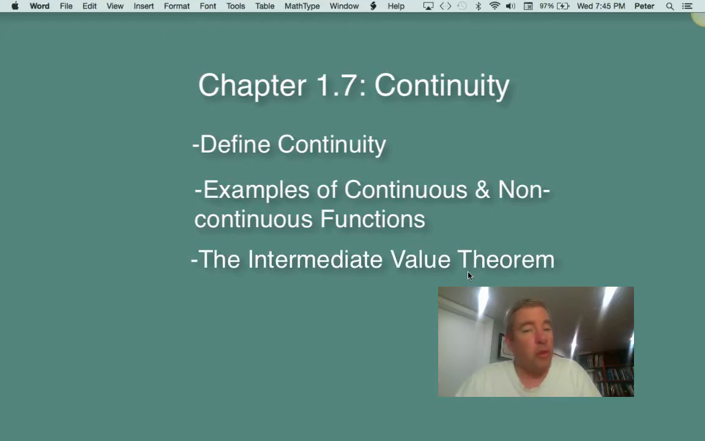Now please, this is a short video but very important. The intermediate value theorem is one of the most important theorems in calculus. We're only going to learn about 4 or maybe 5 theorems this year. So this is a big one, and while not difficult to understand, it's important to recognize that it exists and to understand what it is.